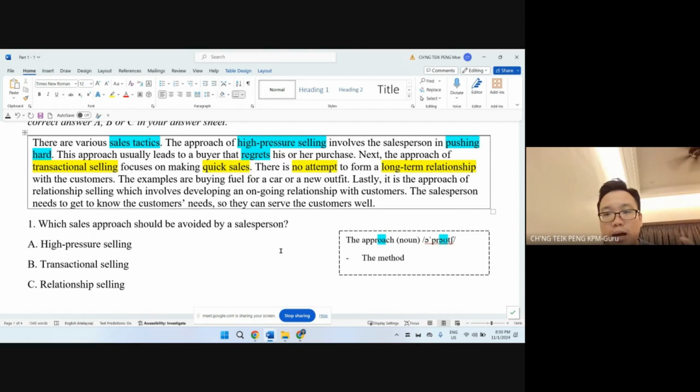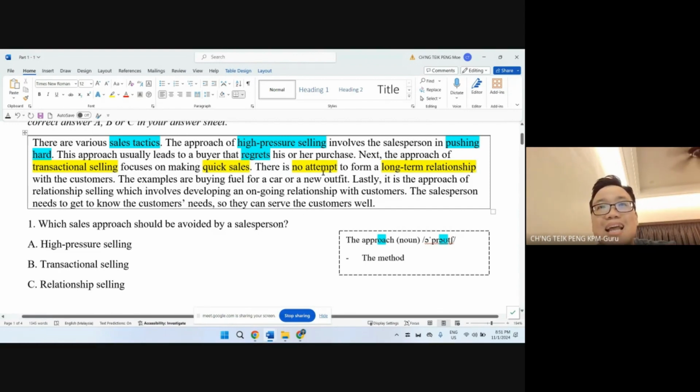Like when you buy a carton of milk from Speedmart 99, okay? The next day, the owner of Speedmart 99 won't call you and ask you about your opinion of their milk. They won't do that, okay? Because they are adopting transactional selling. They just want to focus on quick sales, okay?